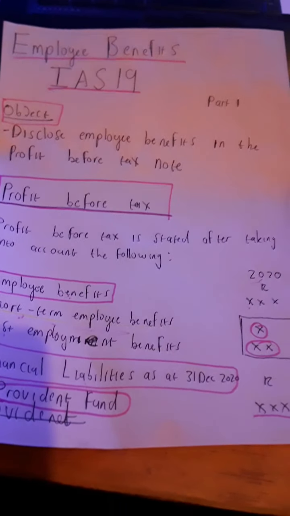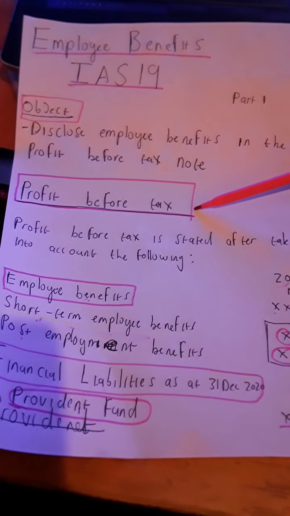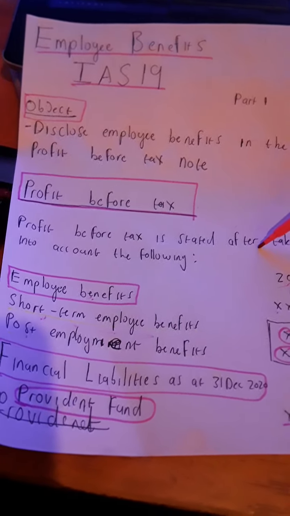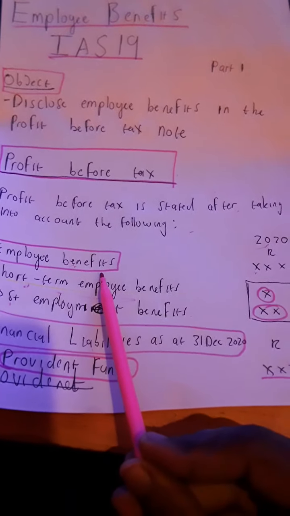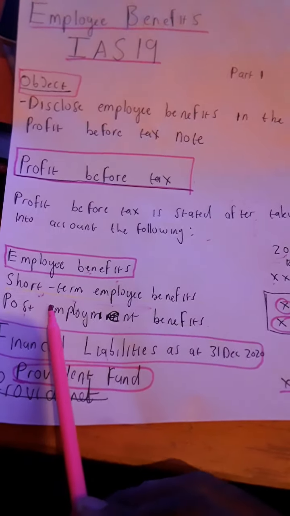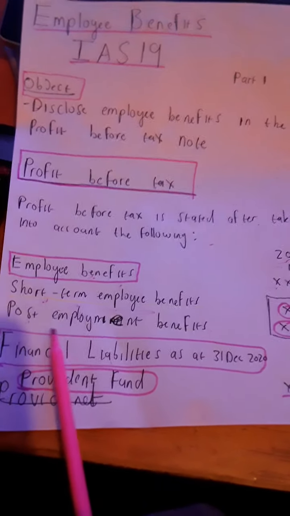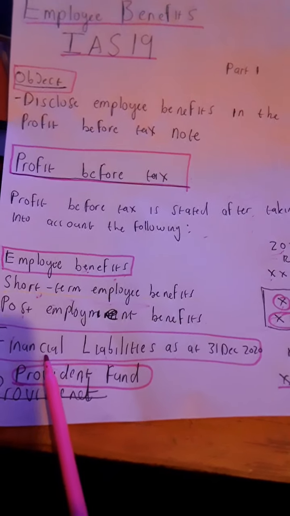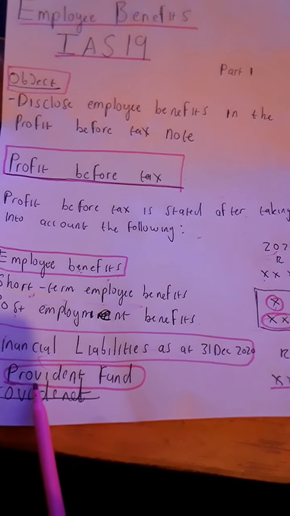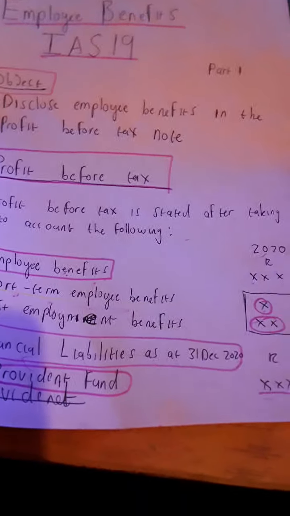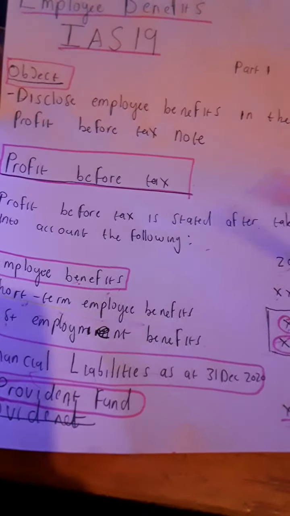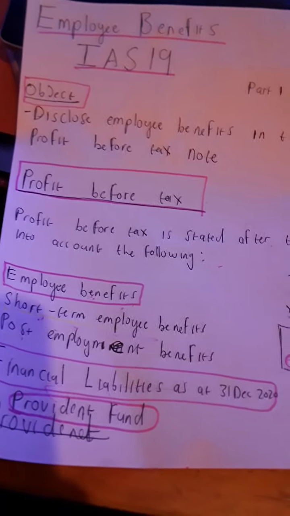This is basically the skeleton. I'm sure you're familiar with this one, the profit before tax. Profit before tax is stated after taking the following into account. Employee benefits in a given year are made up of short-term employee benefits and post-employment benefits. These two give us the employee benefits. And then financial liabilities in the same year, the provident fund, if the question provides such information. But typically, this is how your skeleton will look, but not limited to this. So please study this together with your official study material.